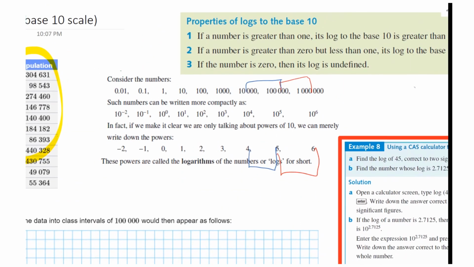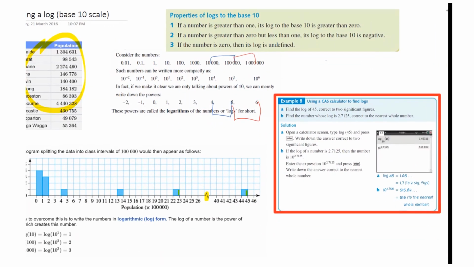Okay, so this is a quick overview of properties of logs to the base 10. If a number is greater than 1, its log to the base 10 is greater than 0. If the number is greater than 0 but less than 1, its log to the base 10 is negative. And if the number is 0, then the log is undefined. So generally you're going to be looking at numbers which are above 0, but sometimes they might be less than 1, and sometimes they might be a lot bigger than 1. A lot less than 1, a lot bigger than 1, just to give you an example.